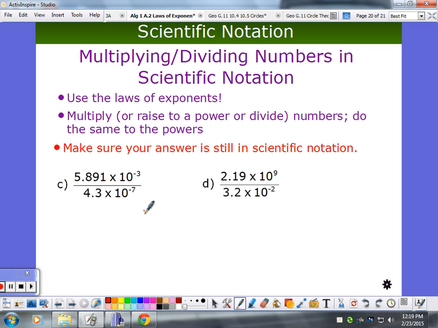Okay. Dividing. All right, let's look at dividing. Oh, the bus. Now again, something times something over something times something. Please stop talking.